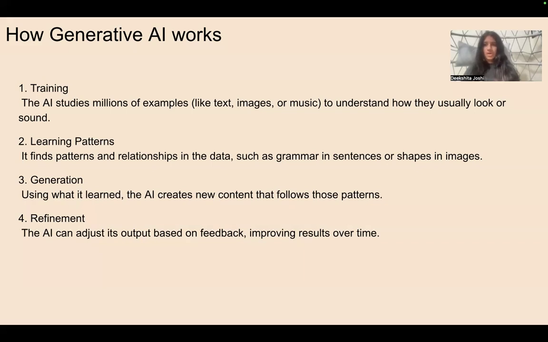Next is a term which not many people know. It's called refinement. This is where the AI adjusts its output based on feedback and improves results over time. Obviously you're not going to just run it once and say, oh, this is what I'm generating. It's definitely not going to be accurate. It might show the dog with three paws when dogs have two paws, and that is definitely not accurate or reliable. So refinement just keeps giving feedback and improves the results over time.